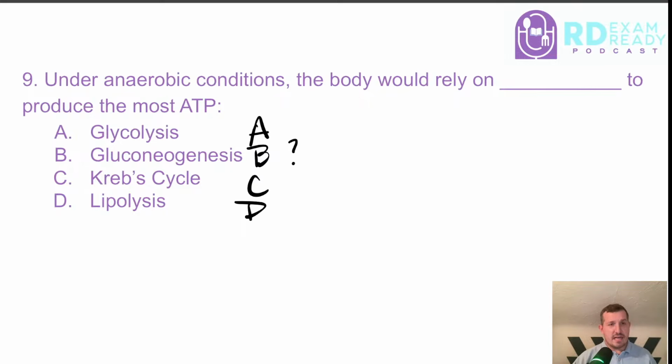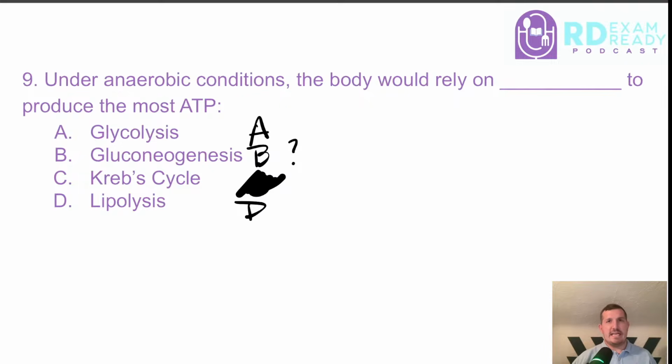C, Krebs cycle. I don't think it's the Krebs cycle. I'm going to rule out the Krebs cycle because it requires oxygen. The Krebs cycle would have to require oxygen, so I know it's not answer C. D, lipolysis. Okay, so lipolysis would be breaking down lipids and fatty acids. Fatty acids would then be used to make acetyl CoA, and acetyl CoA would have to go to the Krebs cycle.